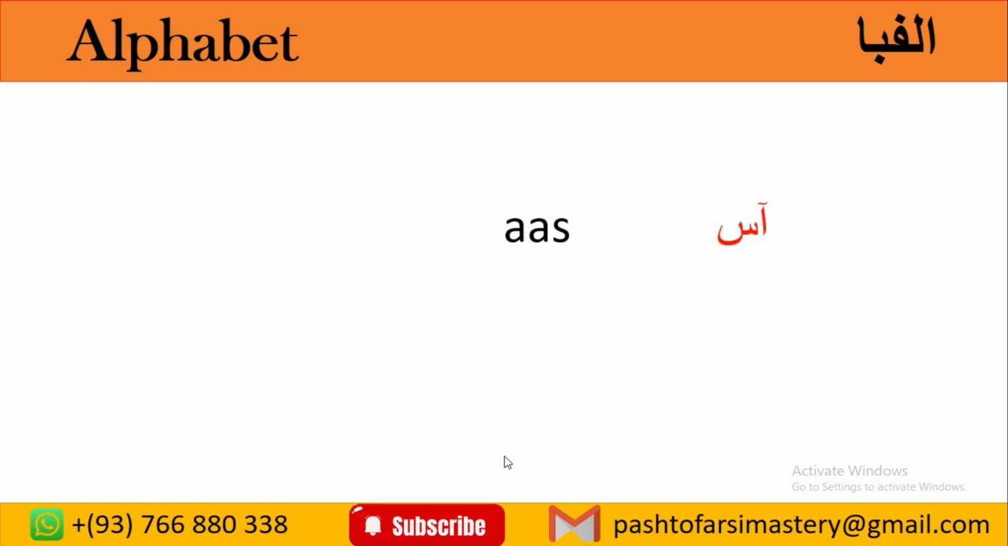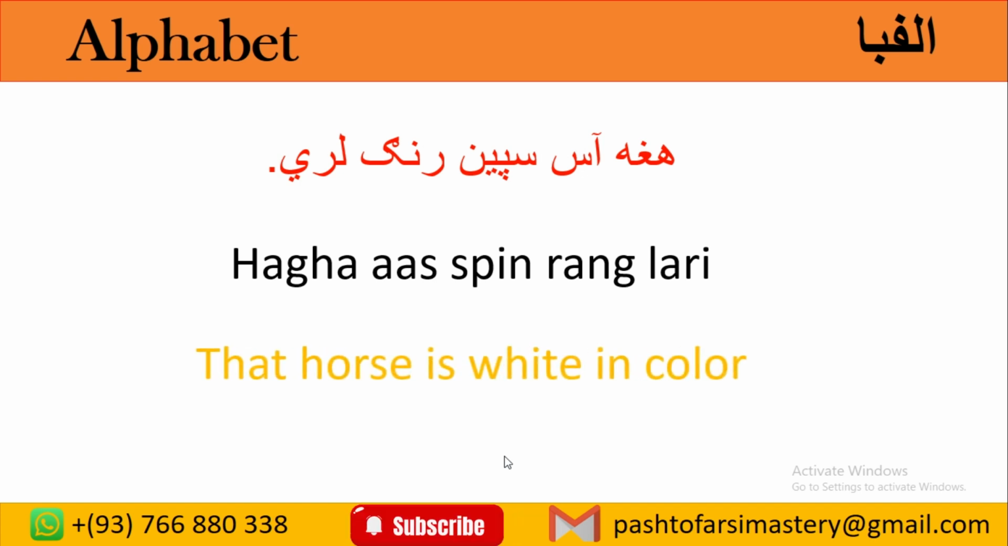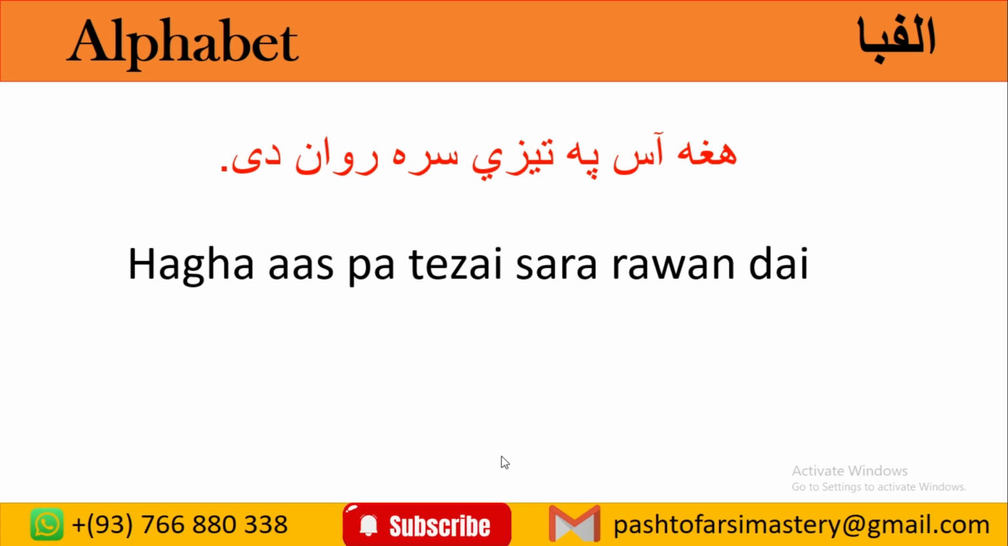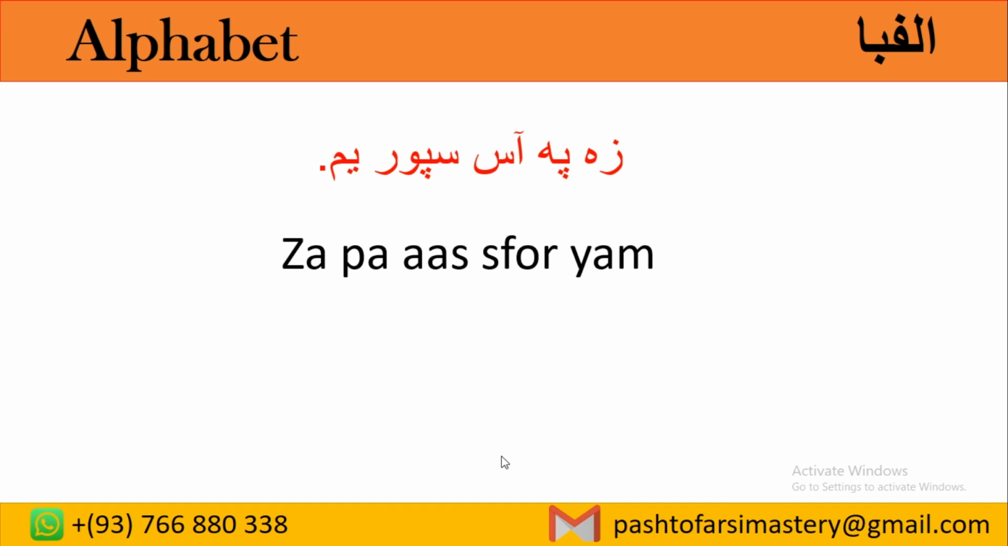Ass, horse. هغه آس سپین رنګ لري. That horse is white in color. هغه آس په تیزۍ سره روان دی. That horse is running fast. زه په آس سپور یم. I'm riding a horse.